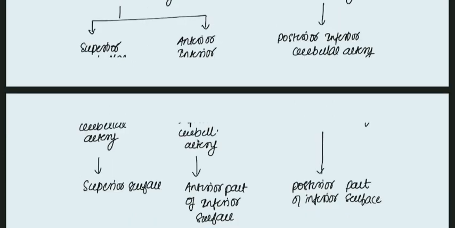Now the area supplied by each artery is indicated by its name. For example, the superior cerebellar artery supplies the superior surface of the cerebellum. The anterior inferior cerebellar artery is supplying the anterior part of the inferior surface. Likewise, the posterior inferior cerebellar artery is supplying the posterior part of the inferior surface.